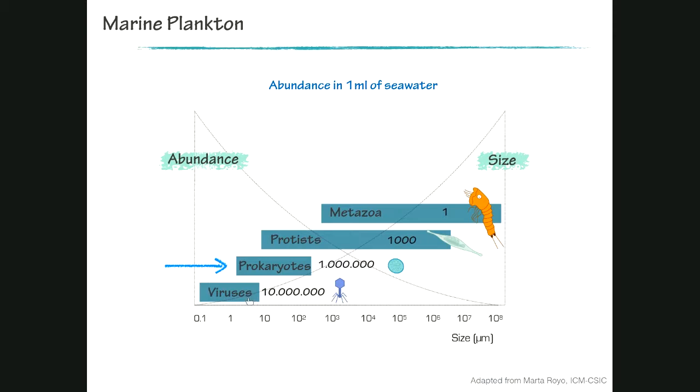So here the prokaryotes, so bacteria and archaea, are about 1 million cells per milliliter. And viruses are more abundant, they're smaller, and they're about 10 times more abundant than prokaryotes, and prokaryotes are more abundant than protists, and protists are much more abundant than metazoans.